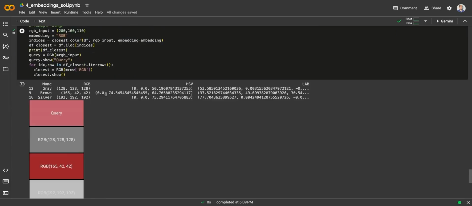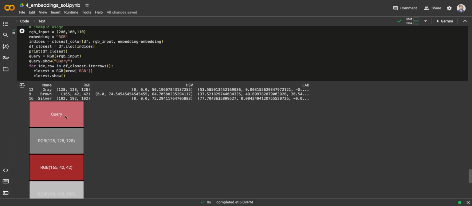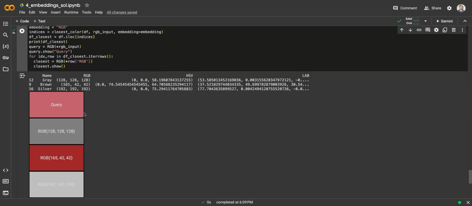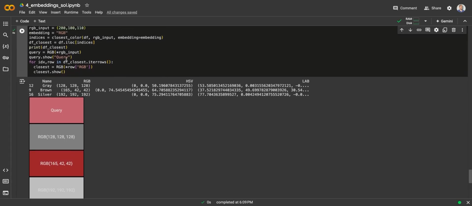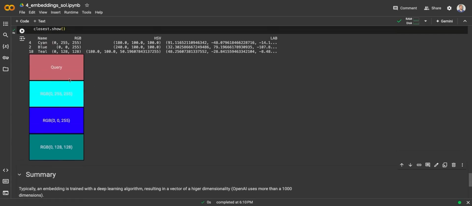And let's try to have a look, given a query, for example, this color with these pretty random values, and who are its closest neighbors. So the 3 closest neighbors to this pinkish query are apparently this gray color, gray, brown, and silver. Now this is true only in the RGB representation. Let's try and change the embedding to a different function, for example, the HSV. And now we see that the results change pretty dramatically.